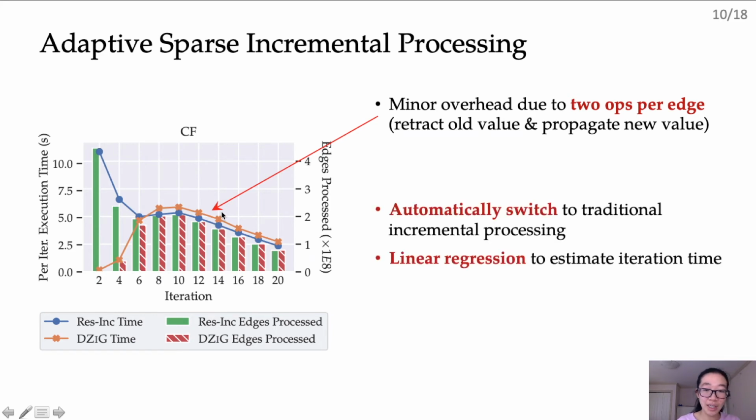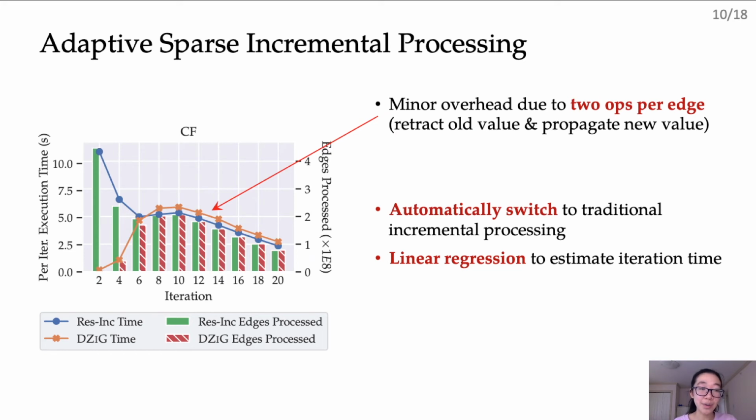To avoid this overhead, we develop an adaptive sparse incremental processing strategy that automatically switches the execution to the faster version when these overheads become visible. This is done automatically by monitoring the performance of each iteration and estimating the expected performance using the alternate execution using a simple linear regression model. We found that a linear regression works best in estimating the iteration time, since it is mainly dominated by the number of active edges. Once the estimated value is lower than the actual value, the runtime automatically switches the execution to the traditional incremental processing.